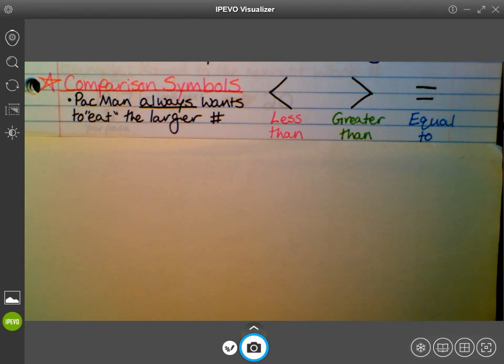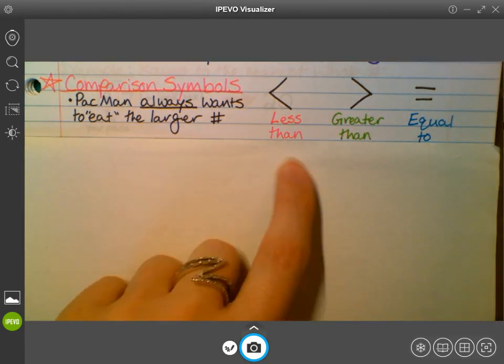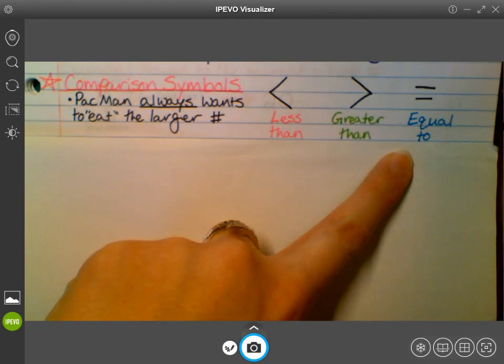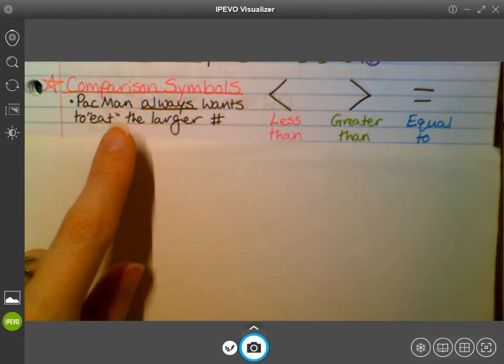Wait a minute. Does it matter the way? What's the greater one on this side? Then you wouldn't use that symbol. Okay, you guys just write it down how I have it. We'll talk about it, okay? Nope, I want you to write down greater than. Less than and greater than. Right here. Less than, greater than, equal to. Pac-Man always wants to eat the larger number.